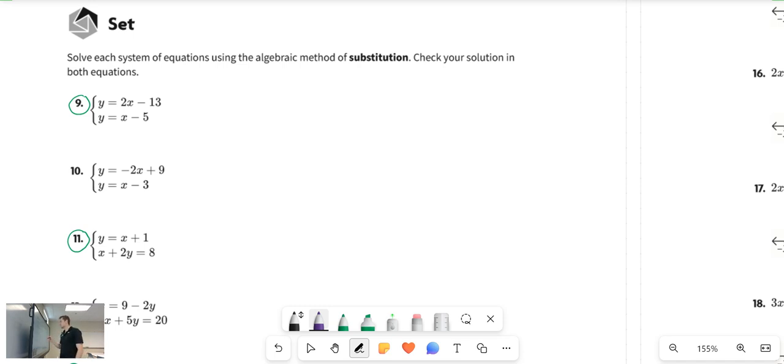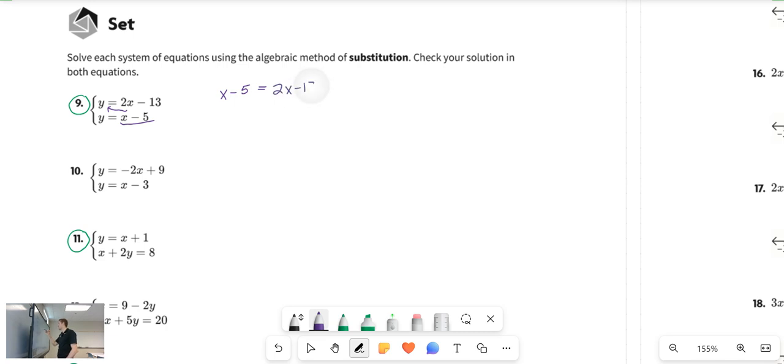All right, so substitution means we're going to take one of our y's, or a variable that we know is equal to something, and we're going to say whatever it's equal to, we're going to plug in for the other equation. So we will combine these, right? If we know that x minus 5 is equal to y, we're going to plug in x minus 5 for that y up there, right? So we're going to have x minus 5 is equal to 2x minus 13.